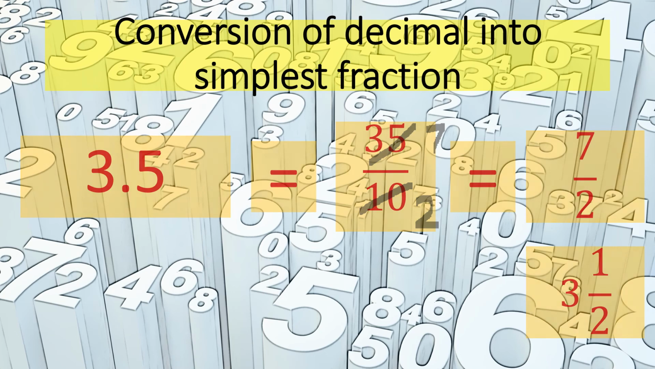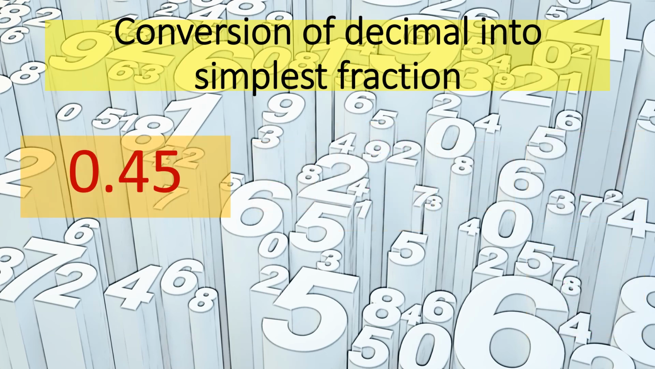Do one more, to make this concept more clear, 0.45. It is a decimal number and we will convert it into simplest fraction. So at first we will count the digits in decimal part. So it is decimal part and how many digits? 1 and 2. 2 digits in decimal part. So what we will get? 45 by 100 because there are 2 digits and 2 zeros in 100. So that's why denominator is 100 and fraction is 45 by 100.